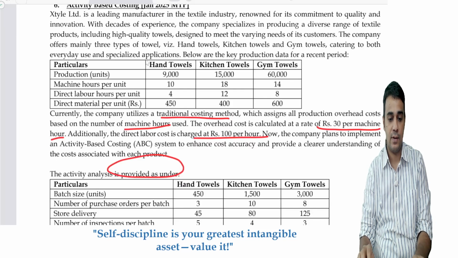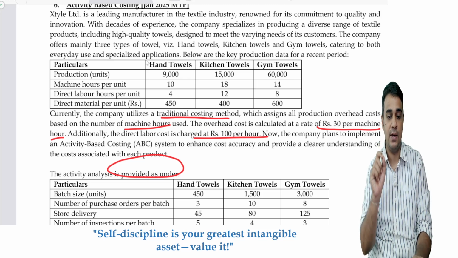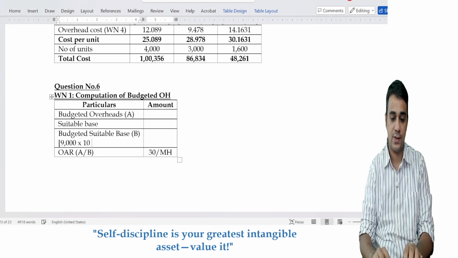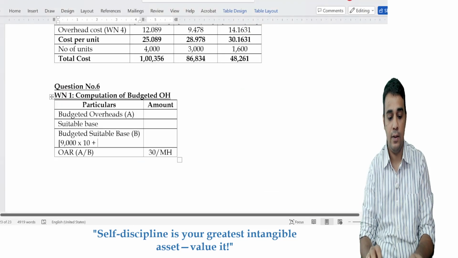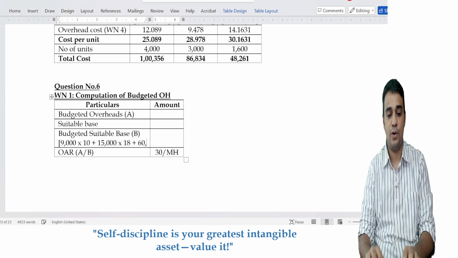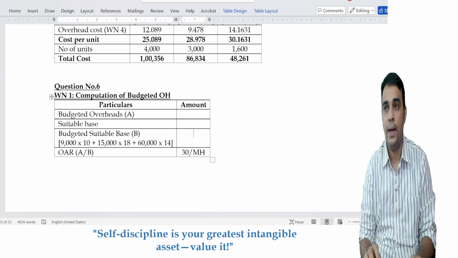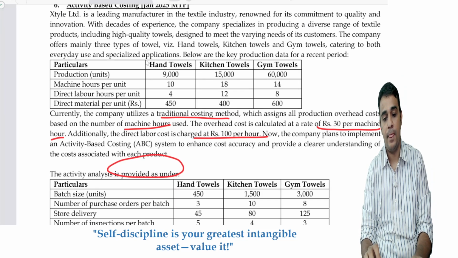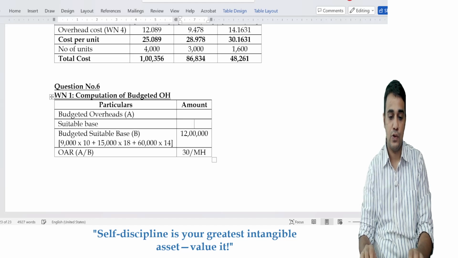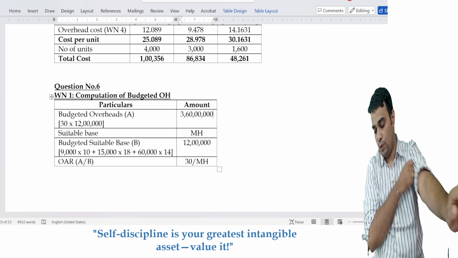Budgeted suitable base, we'll do the multiplication. Hand towels 9,000 into machine hours. Machine hours is the base. 9,000 into 10 machine hours, 15,000 into 18, and 60,000 into 14. That gives 12 lakh. Suitable base machine hours, and reverse working, budgeted overheads is 30 into 12 lakh.